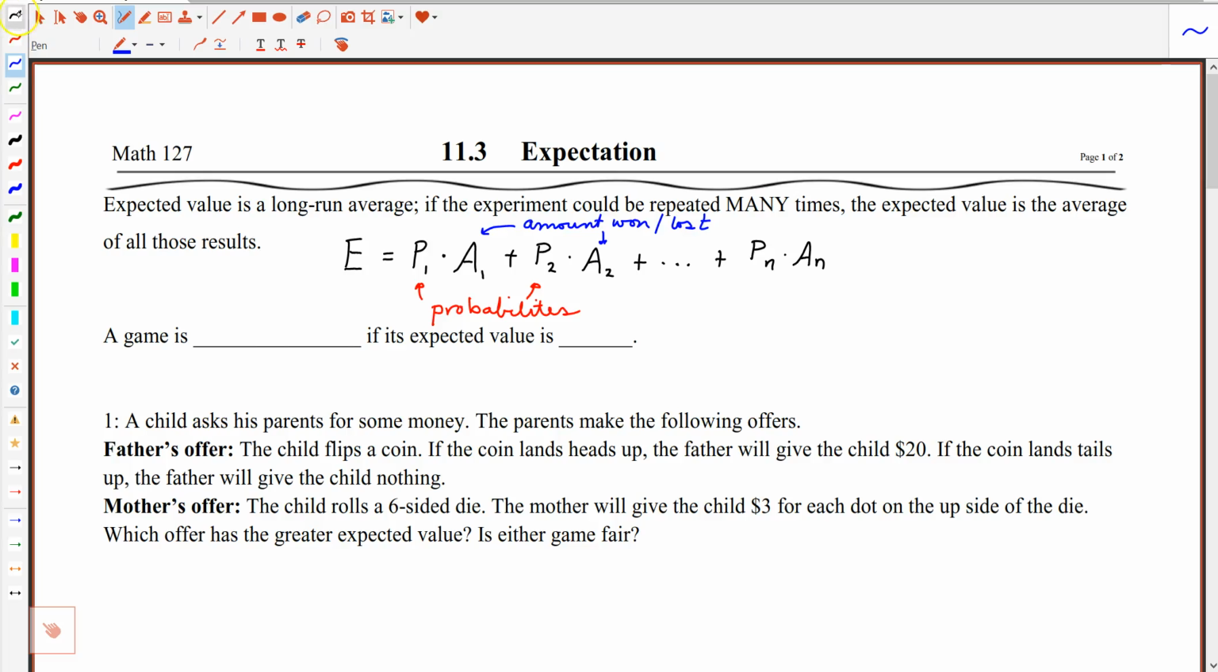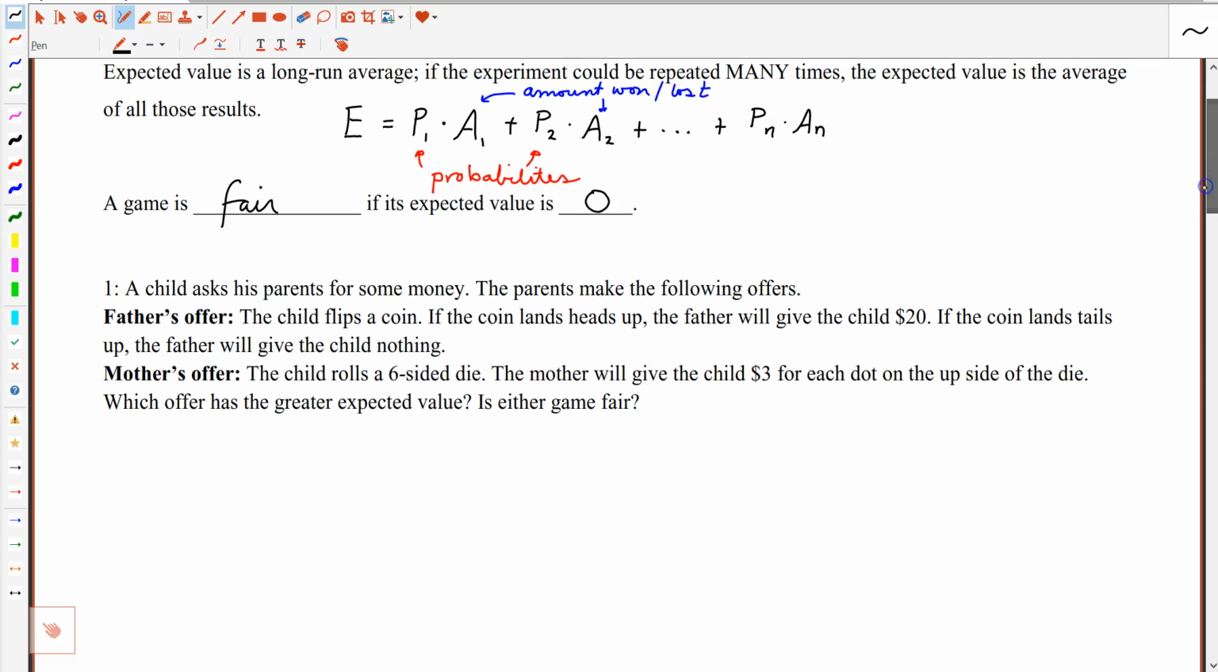Now, keep in mind as we start going through the examples that a game is considered to be what we call fair if the expected value of the game is 0. All right, so let's see this in action in this first example.